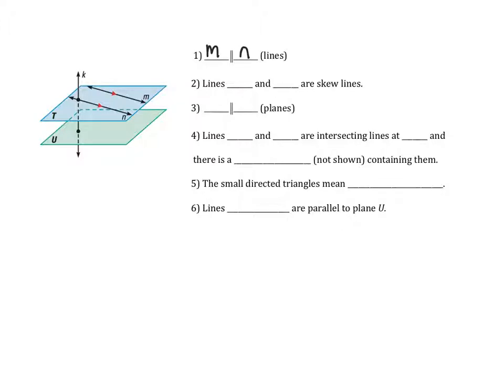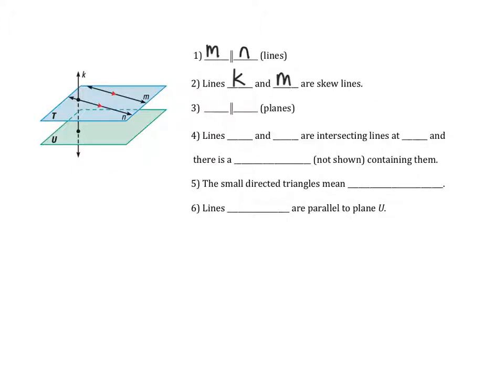The second one, lines blank and blank are skew lines. So remember, skew lines are lines that don't intersect but are on different planes. So looking at the diagram, line N and line K, those do intersect, so they cannot be skew. However, line K does not intersect with line M. They're not parallel because they're not on the same plane. They're on two different planes, but they don't intersect. So line K would be skew with line M.